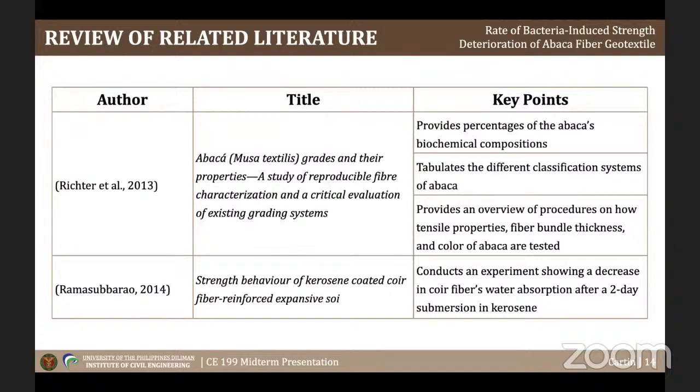And he saw that the optimal submersion of coir fibers was for 2 days. So, I also did that with my abaca fiber because submerging it in kerosene for 2 days would lead to the decrease of water absorption content. And we want that because presence of water in the environment would cause the more inducing of bacteria, and the inducing of bacteria would lead to, consequently and theoretically, the attacking of the tensile strength and the other properties of the fibers, like its cell wall basically.